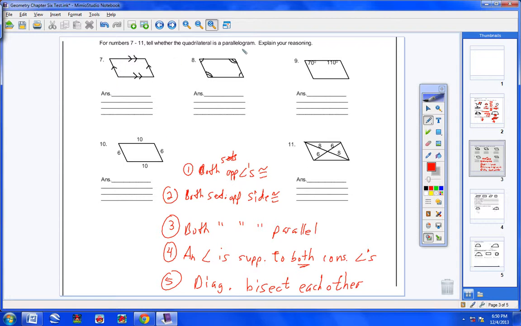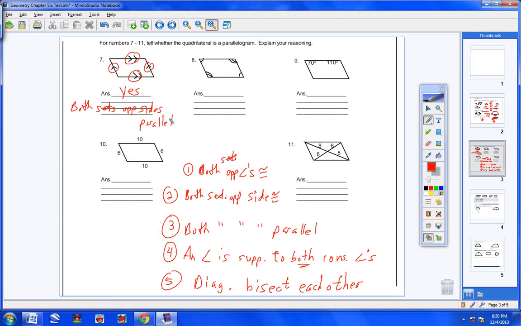Tell whether the quadrilateral is a parallelogram. Tell me why. Explain your reasoning. Yes, it's a parallelogram. How do I know? Please look at reason number 3. Both sets of opposite sides are parallel. When you have a quadrilateral in which both sets of opposite sides are parallel, then you have a parallelogram. See this arrow here and this arrow here, that means those 2 sides are parallel. See 2 arrows here and 2 arrows here, those 2 sides are parallel. So yes, and what would your reason be? Both sets of opposite sides are parallel. That's your reason.